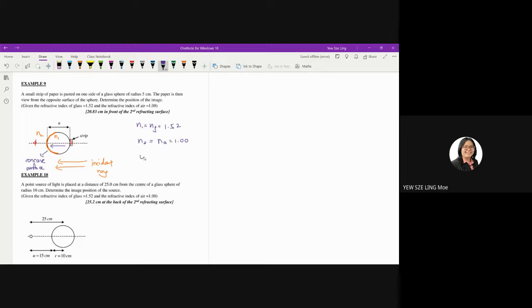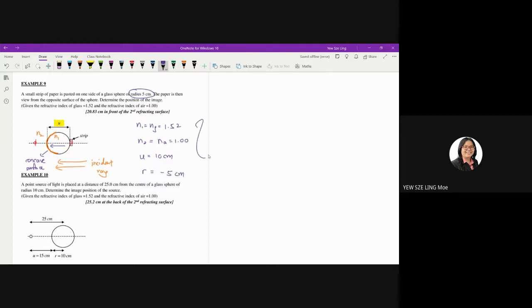And then how about the object distance U? Since I place the object on the surface, this diameter is going to be equal to our object distance. So the question gives it already: it is the diameter of the circle. Given the radius is 5 cm, the diameter, so U, is equal to 10 cm. And then my R is a negative value, negative what? Negative 5 cm.